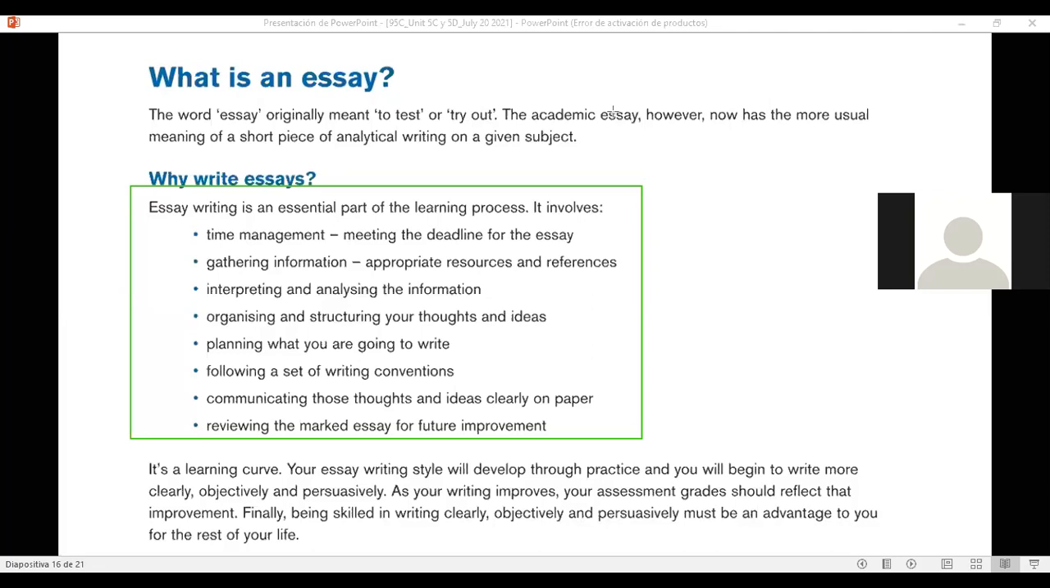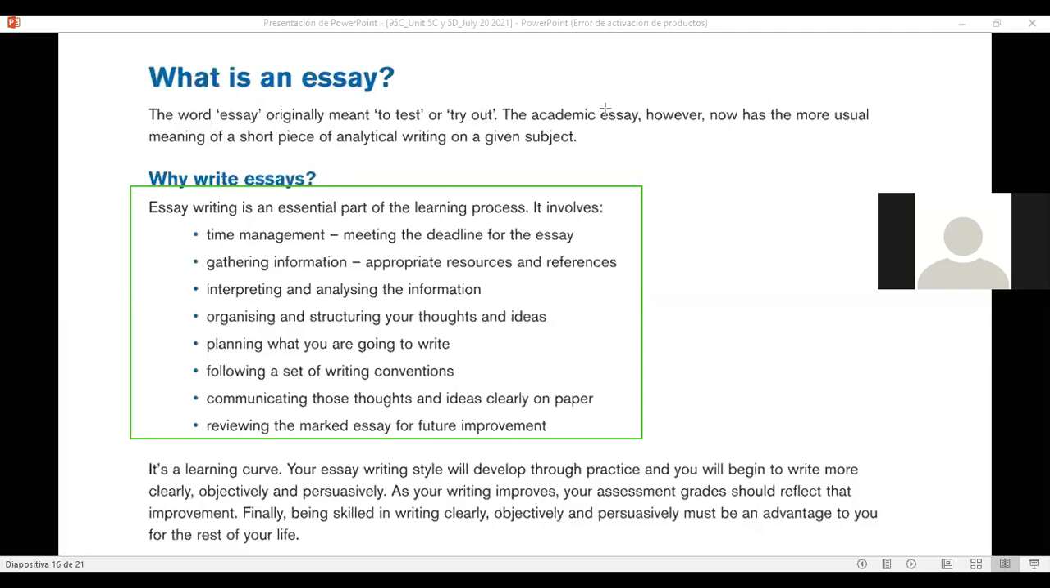Planning what you are going to write. This is important. You need to know what you are going to write, or what is going to be the topic and the structures you want to manage. Sí, necesitamos saber o tener claro qué es lo que vamos a escribir en nuestro ensayo. Following a set of writing conventions. Sí, hay que seguir una cierta estructura.